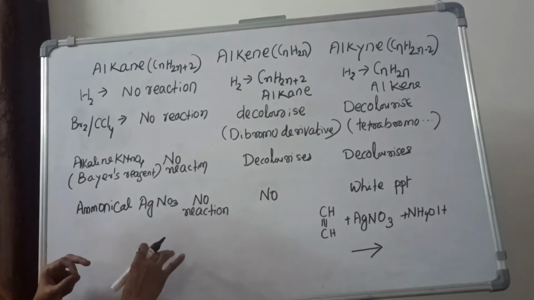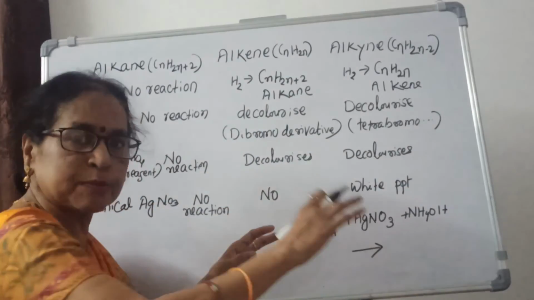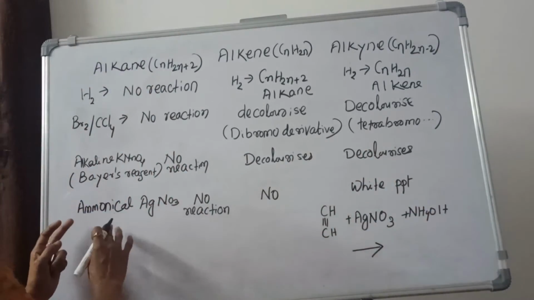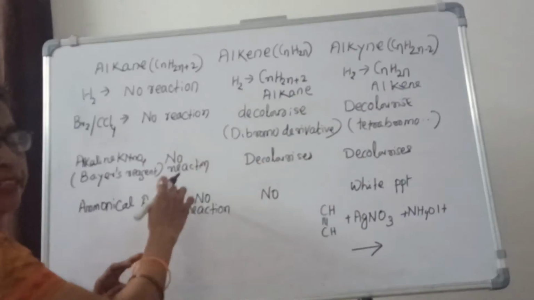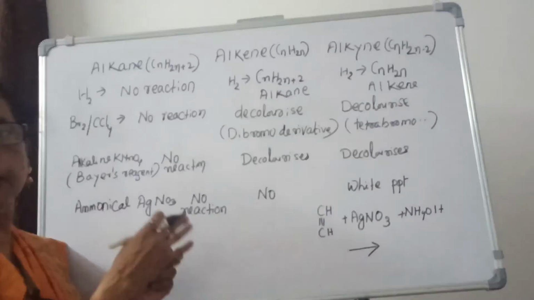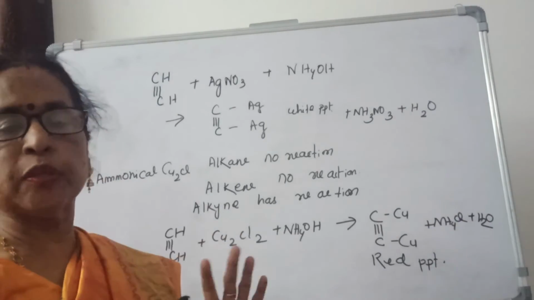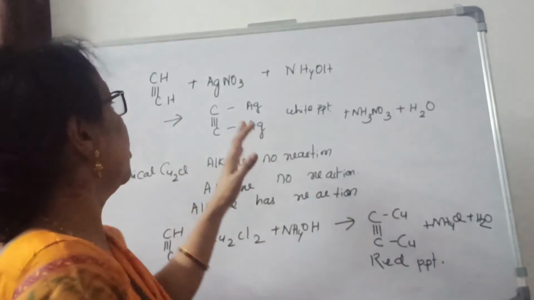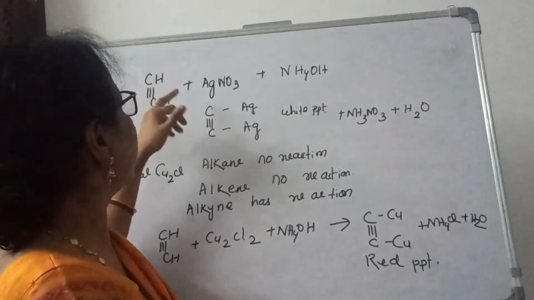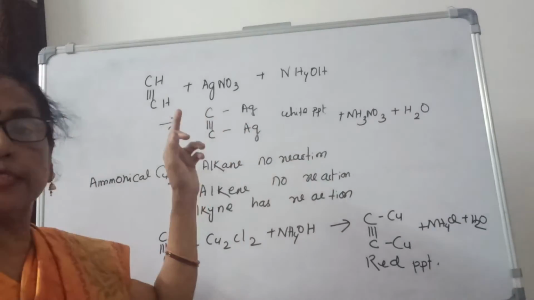And ammoniacal silver nitrate: no reaction here, also no reaction here, but in alkyne, especially ethyne, it reacts with silver nitrate and ammonium hydroxide. I told you ammoniacal silver nitrate means silver nitrate with ammonium hydroxide, then it gives a white precipitate. What is the reaction we will see. Here you are sure that the alkyne reacts with ammoniacal silver nitrate, that is why you can write this: ethyne reacts with silver nitrate and ammonium hydroxide, it gives silver acetylide.